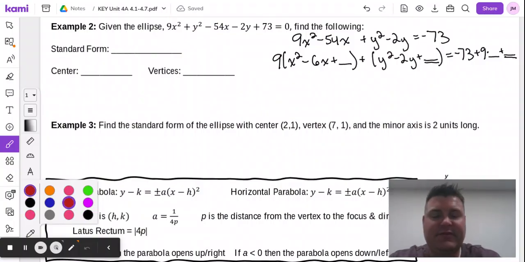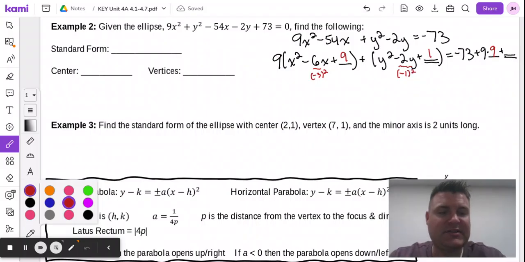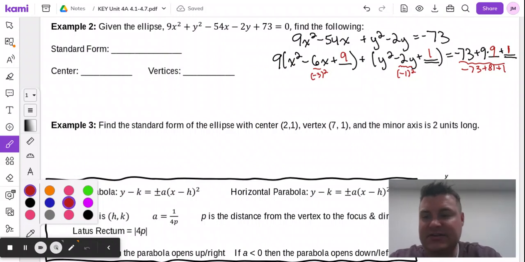Well, cut 6 in half and square it. So you're going to get -3 squared, which is 9. So I'm going to put 9 on both sides there. And then cut -2 in half, which is -1 squared, which is just a +1. So put that on both sides. Okay. So on this side over here, I'm going to get -73 plus 81 plus 1, which I believe is 9.